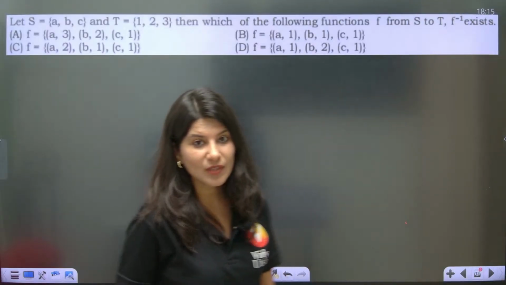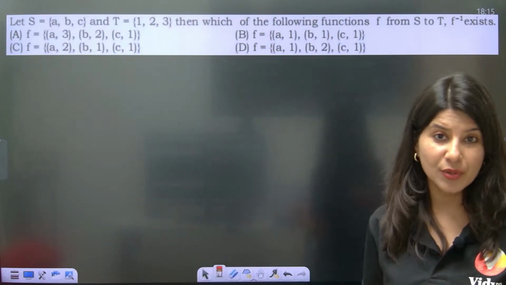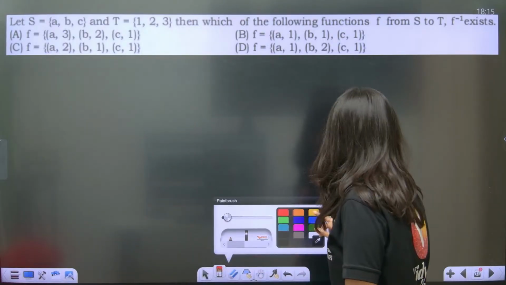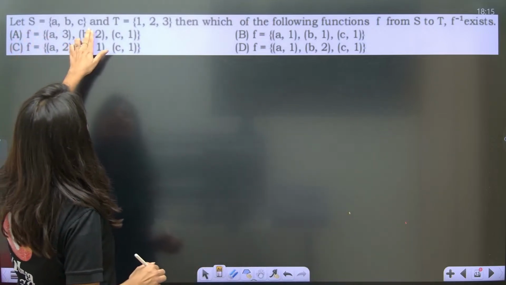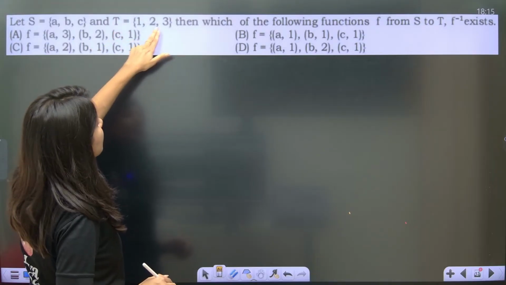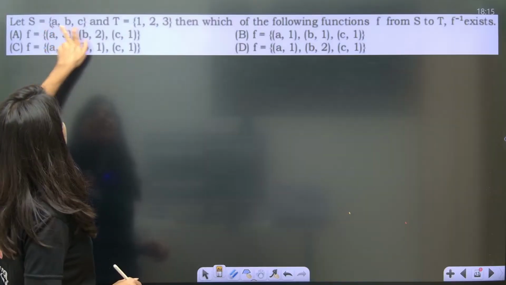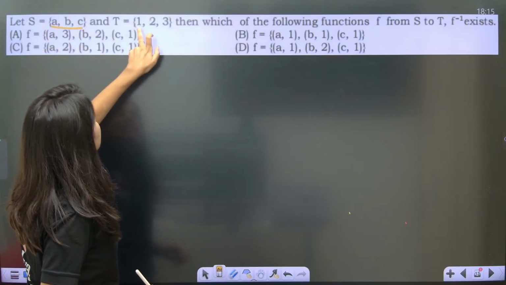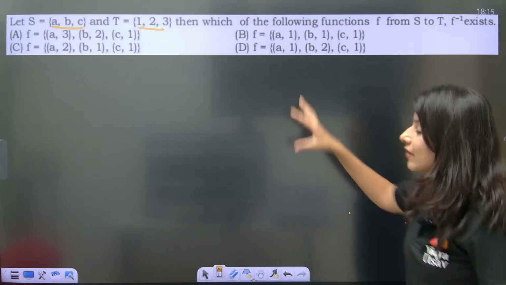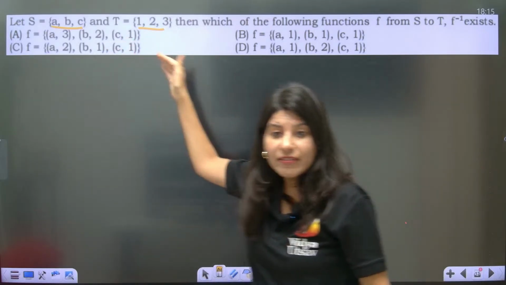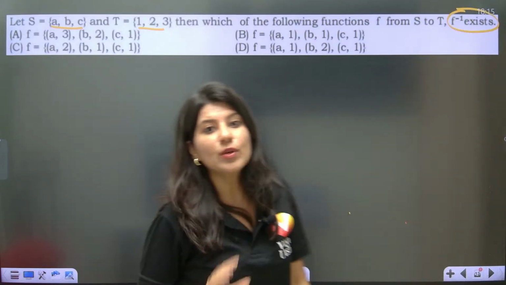All right. So this is related to inverse function. Invertible function. Basically what they are trying to say is, S set is this, T set is this. Two sets are given to us. S set is having A, B, C. T set is having 1, 2, 3. Now they are asking which can be your function f in such a way that f inverse exists.